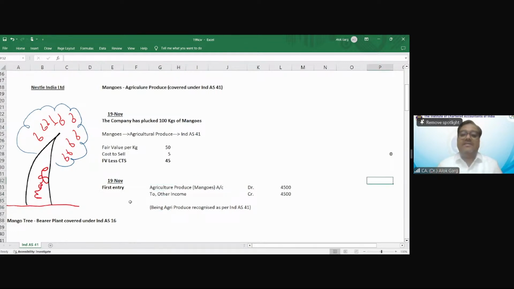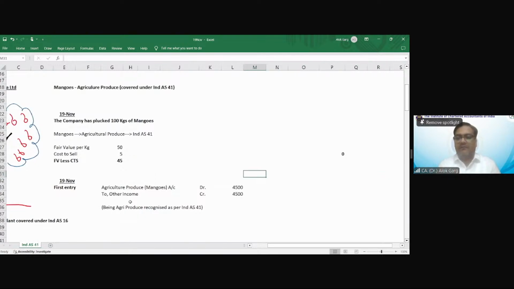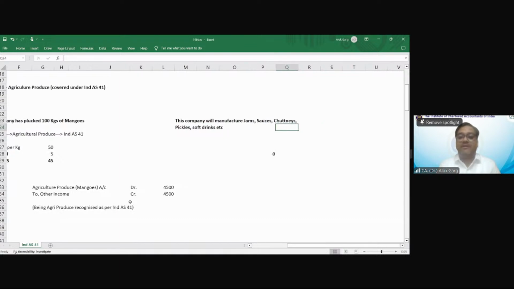Now, what is the next entry? Whether this agriculture produce will live in the balance sheet always. What is the subsequent entry? This company will manufacture jam, sauces, chutney, toffee, chocolates. Correct? So this company will manufacture these items from these mangoes. So friends, this agriculture produce will become inventory for this company. Right? It will become inventory.